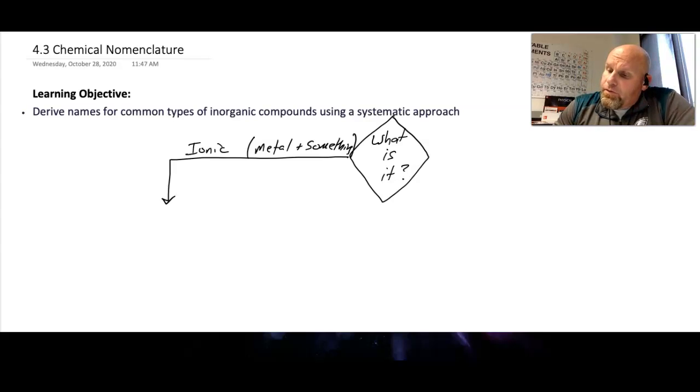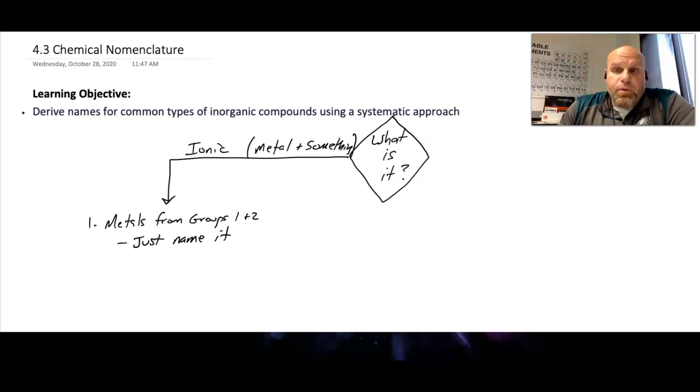So first I'm going to focus on naming that metal, naming that cation. And there's 2 categories, as you know, that I could find here. One, metals from groups 1 and 2. We've talked a lot about what we know about these group 1 and 2 metals, which is we always know their charge based on the fact that they always have the same amount of valence electrons. So if I have a metal from group 1 and 2, all I need to do is just name it. I'll do some examples in a minute and you can see exactly what I'm talking about here.